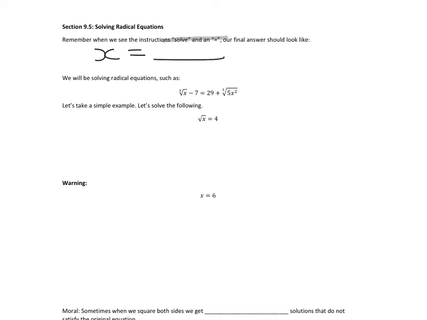Some examples of radical equations are something like this. Notice we have our equal sign, and we do have some sort of radical. In this case, we have two cube roots. Let's look at a simple example. Let's say we wanted to solve this: the square root of x equals 4.